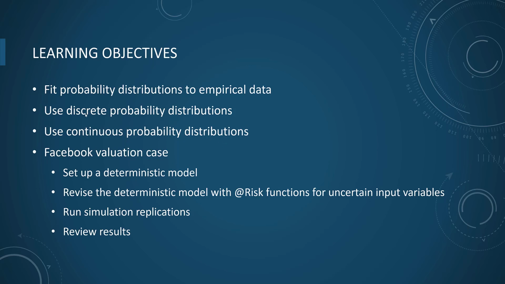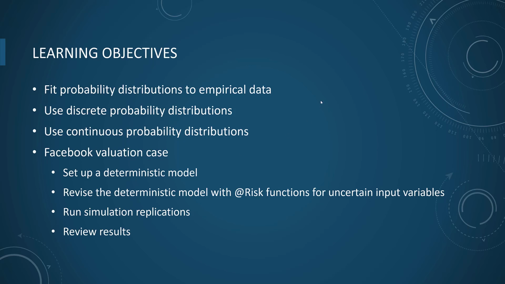And then, of course, we have two categories of probability distributions. There are a bunch of discrete probability distributions that are available in the @RISK platform. We'll look at those, and then we will look at continuous probability distributions. And with these concepts under our belt, we are going to look at two cases in this chapter.